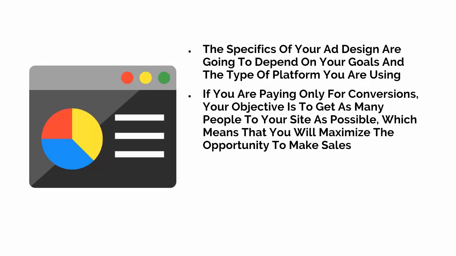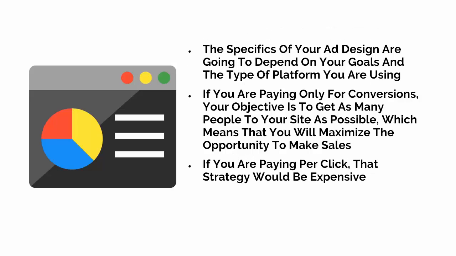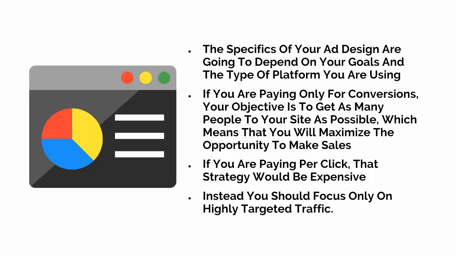If you're paying only for conversions, then your objective is to get as many people to your site as possible, which means that you will maximize the opportunity to make sales. If you're paying per click though, that strategy would be expensive. So instead, you should be aiming to focus only on highly targeted traffic. Partly you will do this using the filtering options we've already looked at, and on Facebook that means targeting your ads based on the demographics, and on Google it means choosing the right keywords and/or using negative keywords.